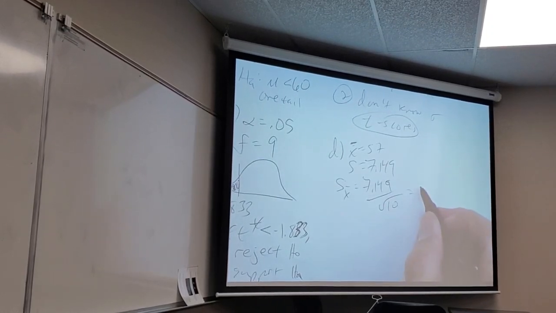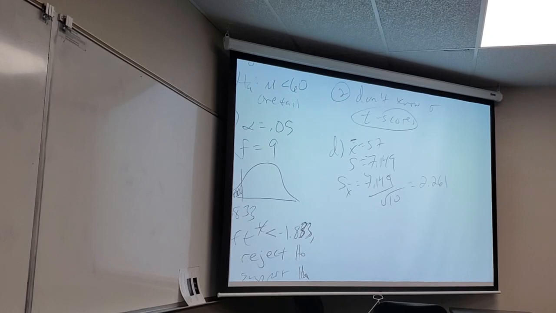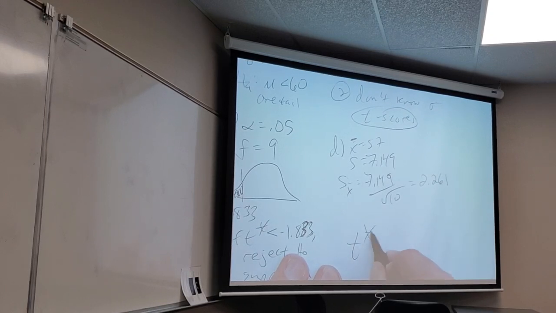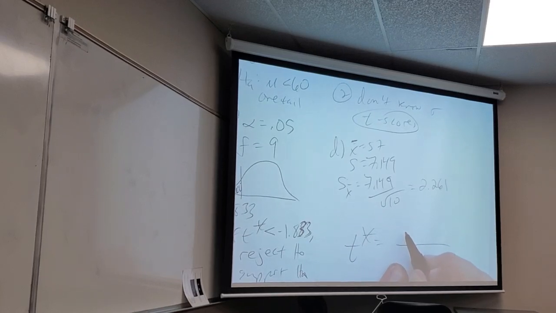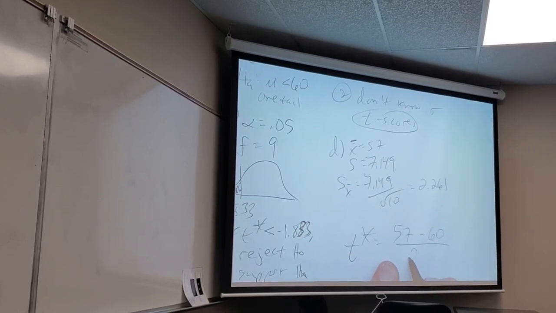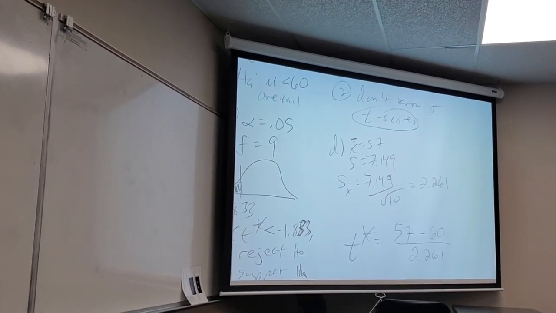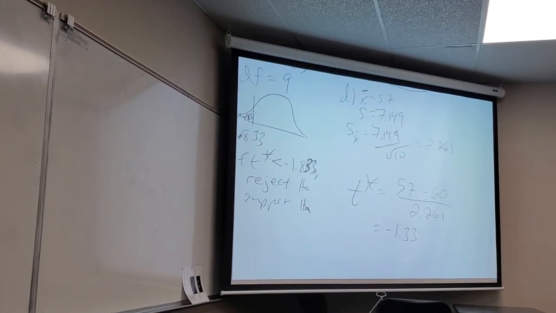So I get 2.261. You guys all with me? It's riveting stuff, I know. So T star equals, help me set this up. What goes here? X bar. What goes here? Yep. 57 minus 60, divided by 2.261. Negative 1.327. Sounds about right. Fail.